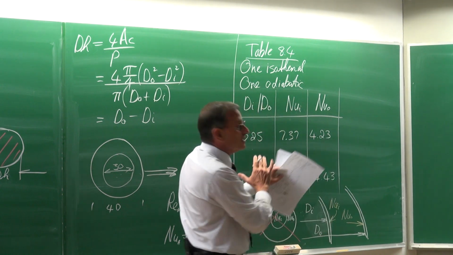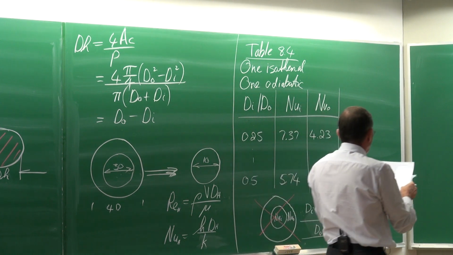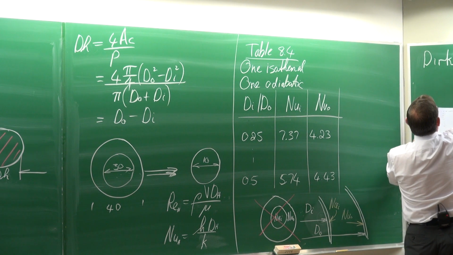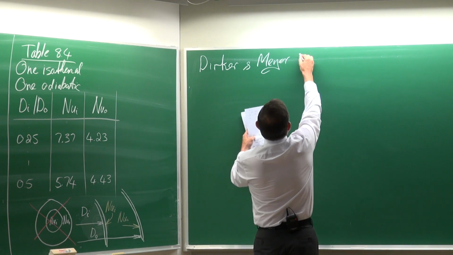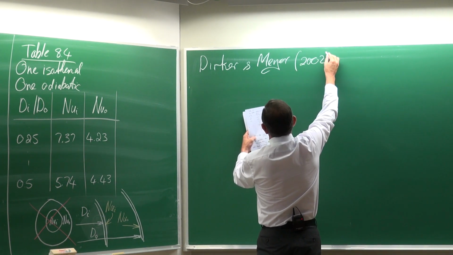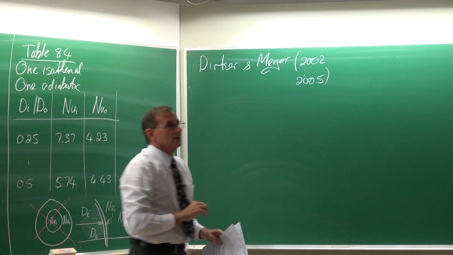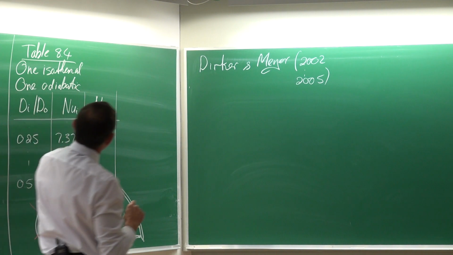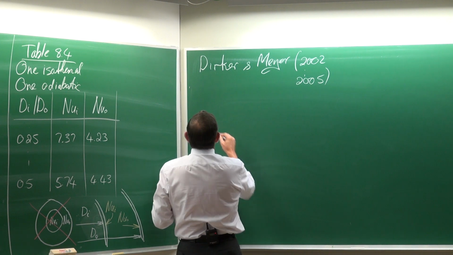Okay. So this is very limited information. In many cases you would like to have much more. If you would like more information, you can go and look at the work of Dirker and Meyer of 2002 to 2005. That is Dr. Jaco Dirker. He was my undergraduate student. He did his master's and his PhD, and he did this work where he developed more accurate correlations for flow in an annulus.